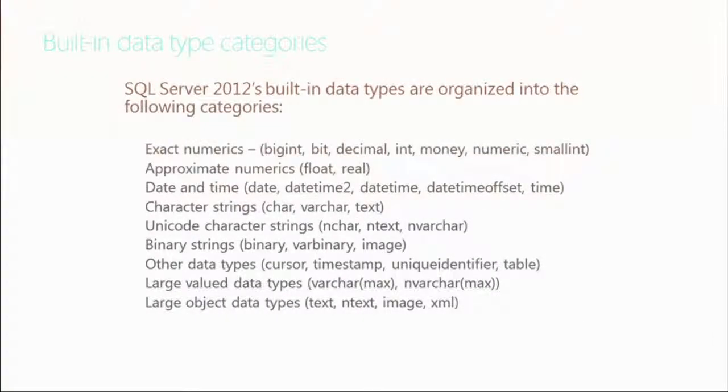Now, there are several categories provided with SQL Server 2012. I mentioned already we have exact numerics. We have bigint, bit, decimal, int, money. Approximate: float and real. Date and time, I mentioned that one, character fields, and Unicode character strings. When you see the letter N before, that means it's Unicode, which provides support for the international languages. Binary strings, and we have some other unique data types like timestamp or unique identifier.